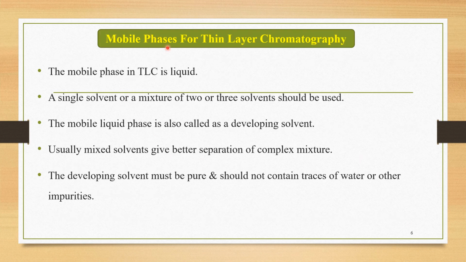Now next is the mobile phase for thin layer chromatography. The mobile phase in TLC is a liquid. So in this case, the mobile phase is always a liquid. A single solvent or a mixture of 2 or 3 solvents can be used. The mobile liquid phase is also called the developing solvent.